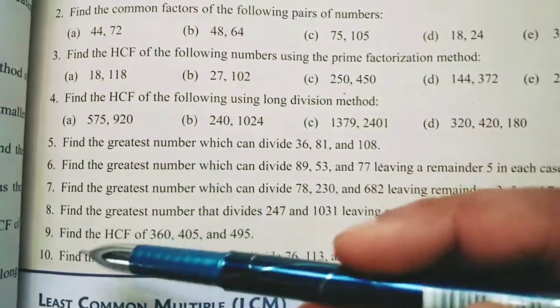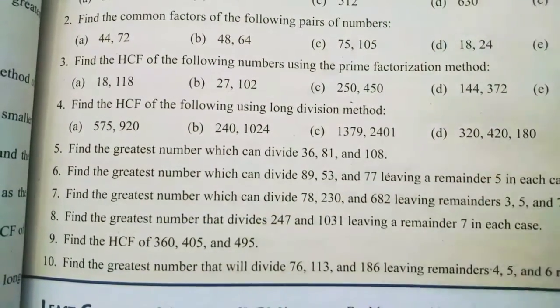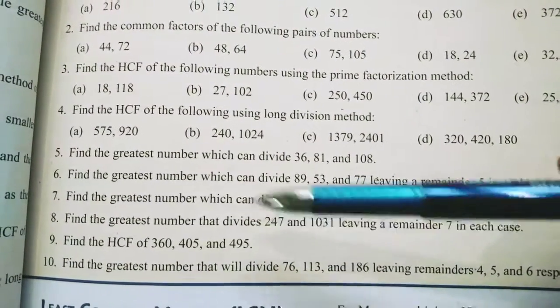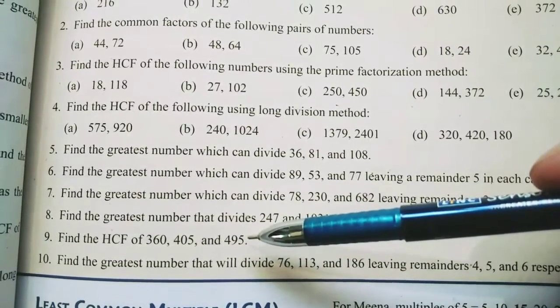Now question number 9: find the HCF of 360, 405 and 495. This question is your homework. You have to simply find the HCF by any method you like, because no method is mentioned here.